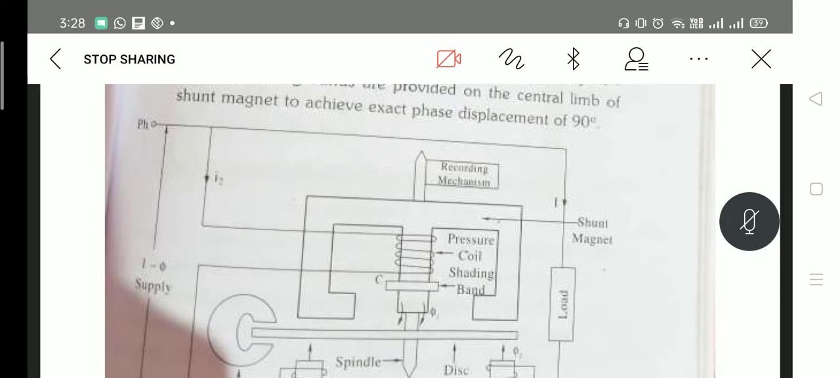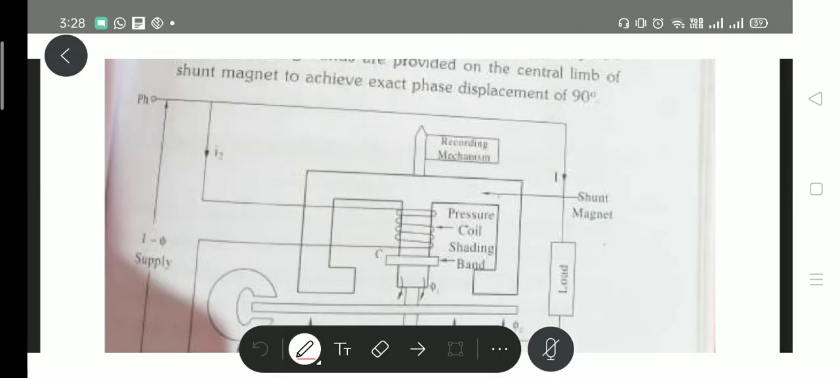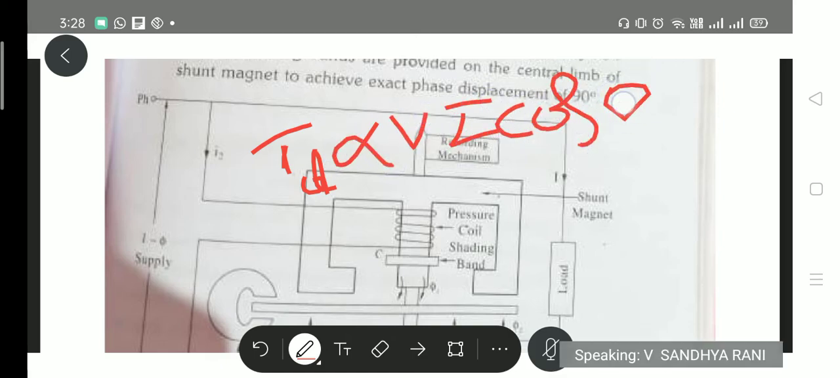The function of the registering system is to record the continuous revolutions of the aluminum disc. Whatever revolutions occur in the moving system, that is the aluminum disc, will be registered in this recording mechanism. This generates TD, the deflecting torque. So TD is equal to VI cos phi, and VI cos phi means power.